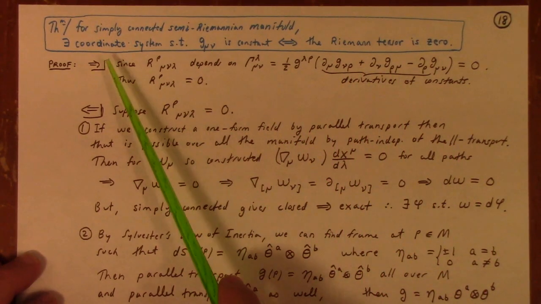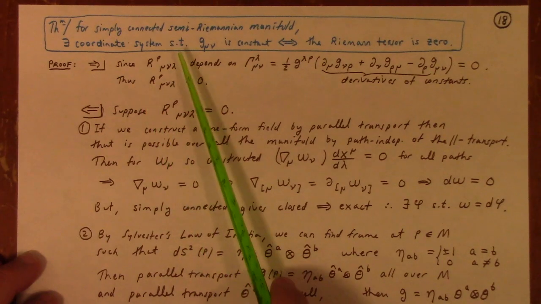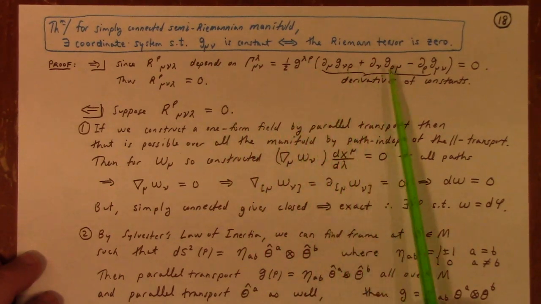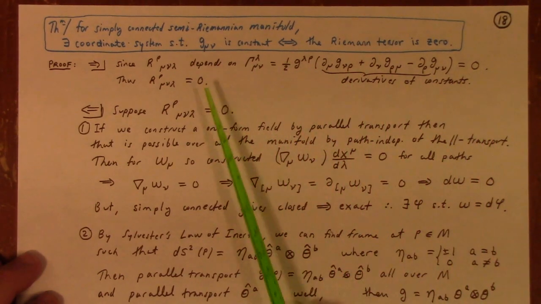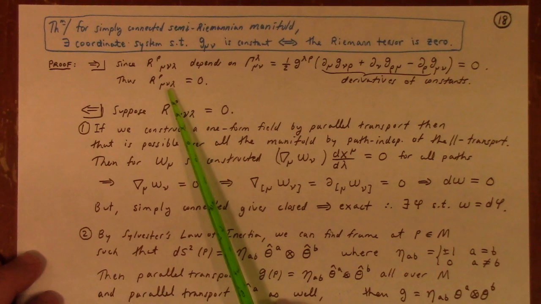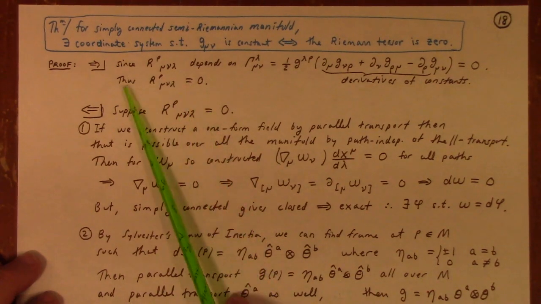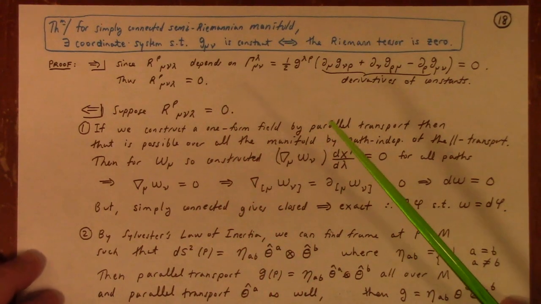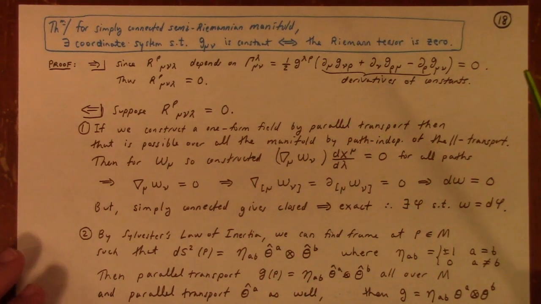Anyway, so here we go. Forward implication. This forward implication is really easy. If your metric is constant, then the Christoffel symbols are straight up 0, which means when you take derivatives and products of Christoffel symbols, you get 0 again. So the curvature tensor, in fact the Riemann tensor, is 0. The other way around is interesting.